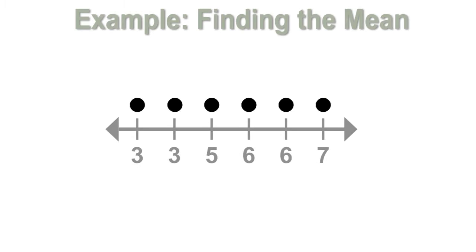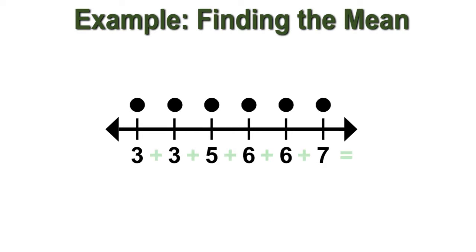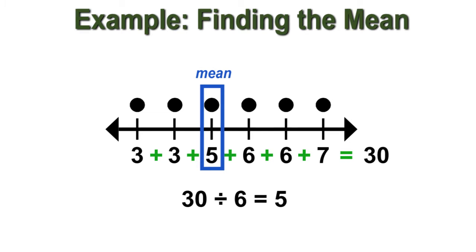Let's find the mean of the following set of data. First, we will add all the data together to find the sum. The sum is 30. Next, we will divide by the number of data points, of which there are 6. 30 divided by 6 equals 5. The mean for the data set is 5.